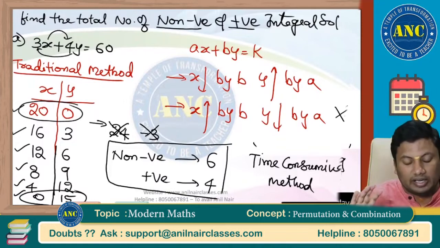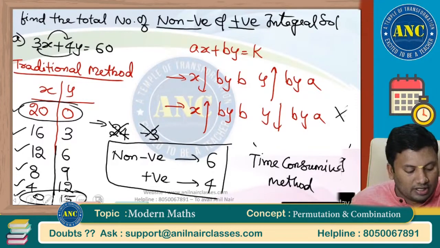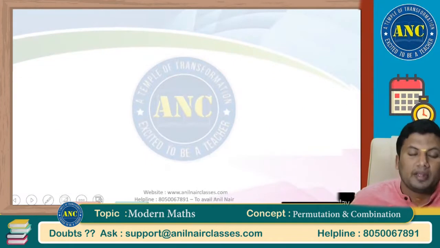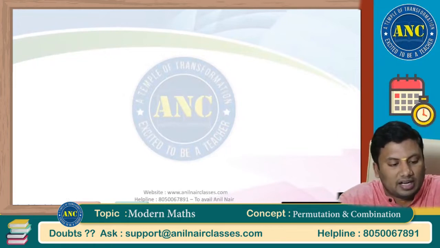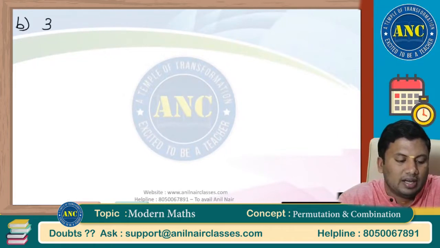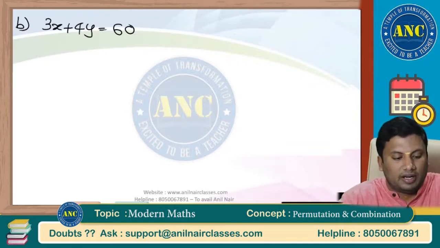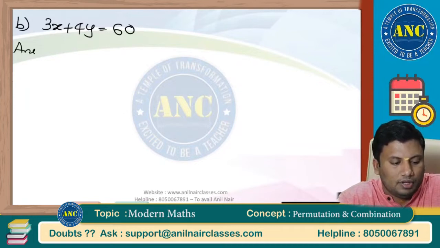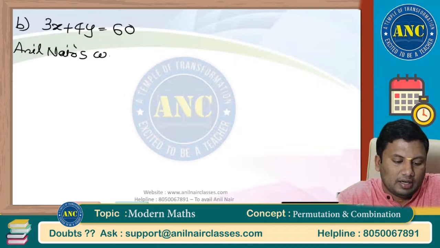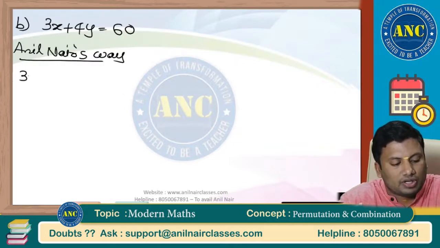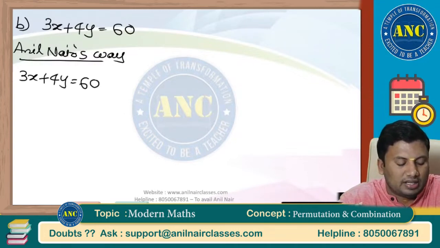Right? Unfortunately, none of the Anil Nair students probably want time consuming methods. If they are listening to my class, they are waiting for the shortcuts to be revealed. 3x plus 4y equals 60. This is Anil Nair's way of solving the question. Which is the optimal method? Anil Nair's way. How I solved this question: 3x plus 4y is nothing but 60.